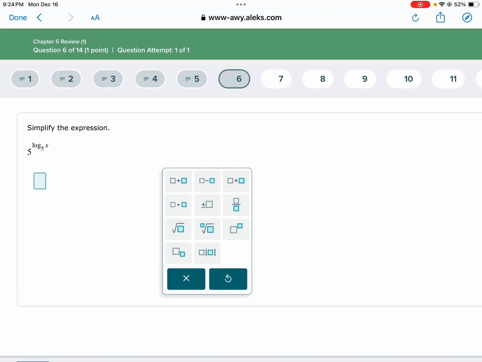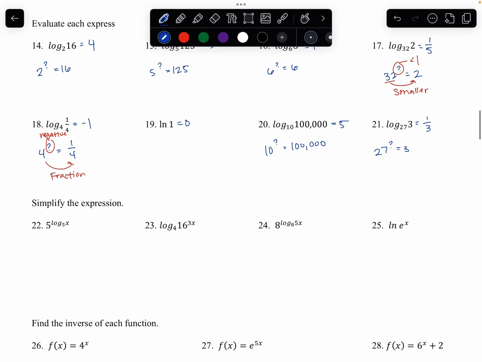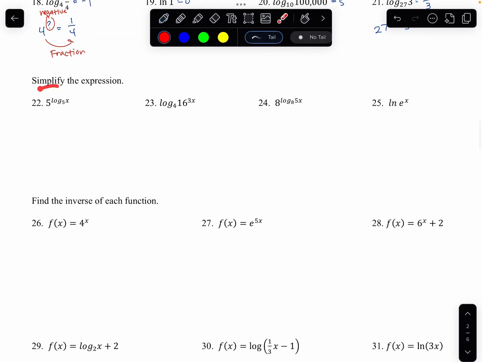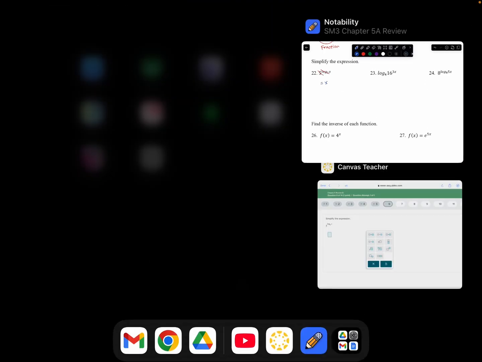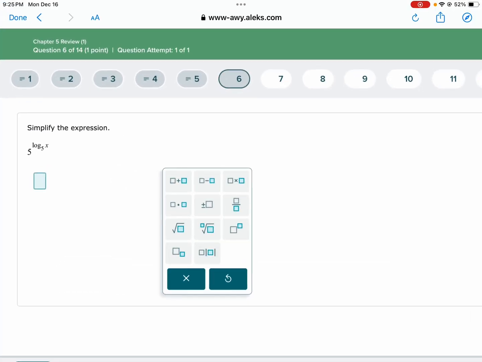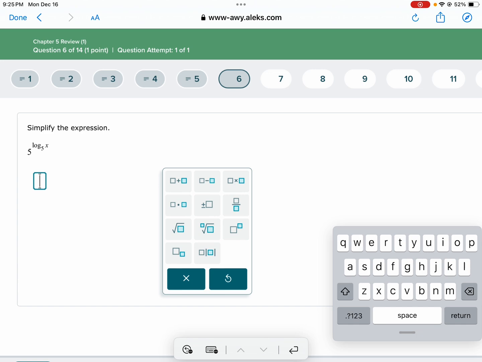Okay, and then for this one, this one will match up with what you see here. And so simplify this expression. So I have an exponential with a log of base 5. Since those are inverse operations, they will cancel, leaving me with just x. So solution here is just going to be x.